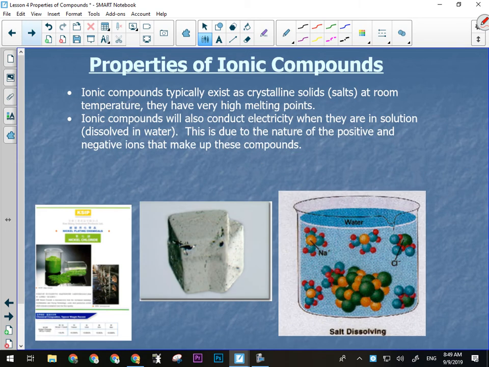So, ionic compounds. Now we talked briefly about ionic compound properties, but mostly in terms of their bonds and how their bonds work. What we're going to look at today is some of the more observable, testable, detectable types of properties. First off, they typically exist as crystalline solids, known as salts, at room temperature, because they have very high melting points.